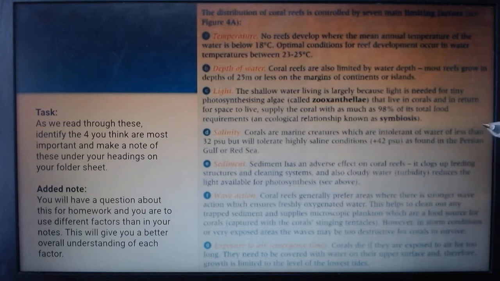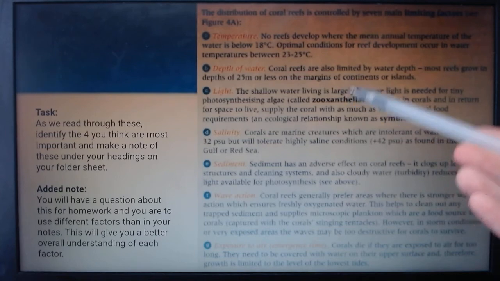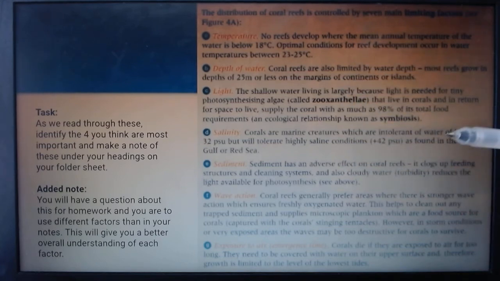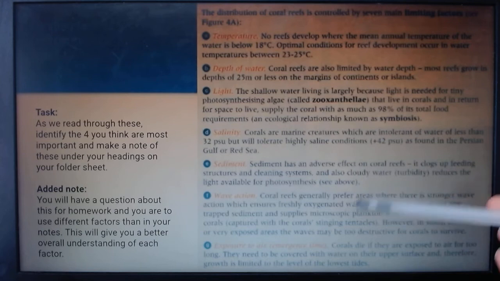Yes, we do have our shallow oceans to allow in light. We've got good salt conditions. We've got some wave action to keep lots of air in the water, but not enough to stir up all of the sediment. That's why our water is so clear.